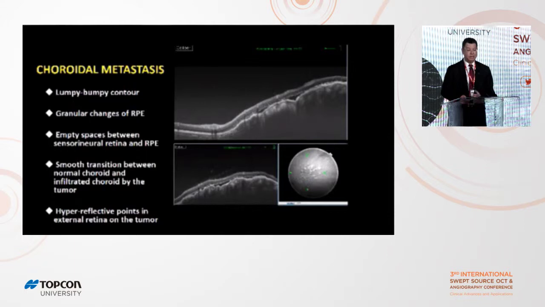The choroidal metastasis is another different lesion that can be shown on the OCT to help differentiate. It's a lumpy, bumpy contour lesion, and there are granular changes of the RPE. There are empty spaces between the neurosensory retina and the RPE, and there is a smooth transition between the normal choroid and the infiltrated choroid by the tumor. And there are hyperreflective points in the external retina on the tumor, and we described that on OCT years ago as well. And we can see the presence of these hyperreflective points in the external retina.